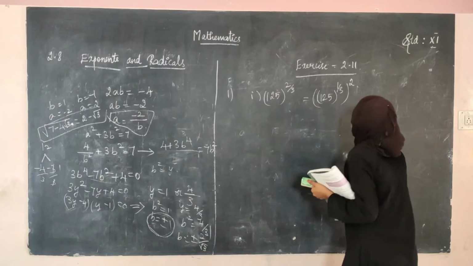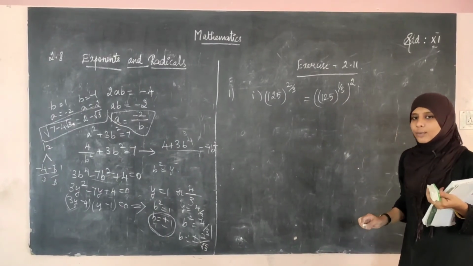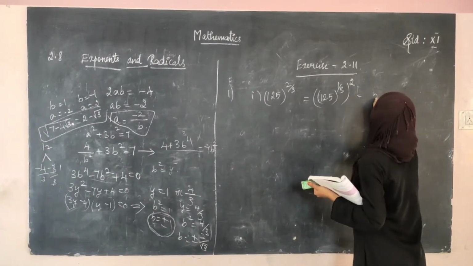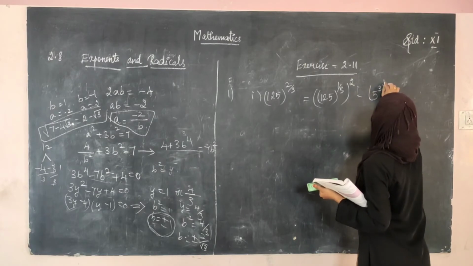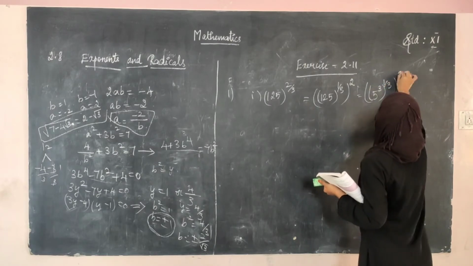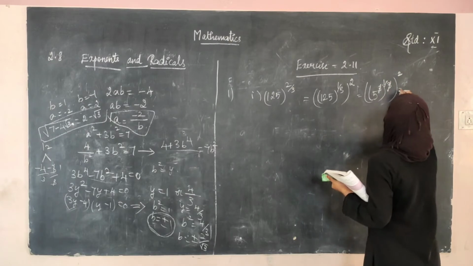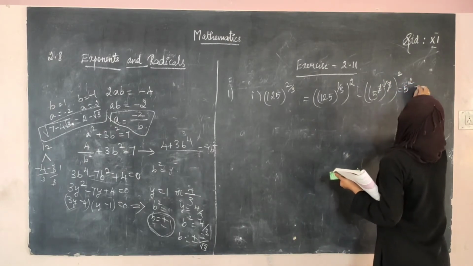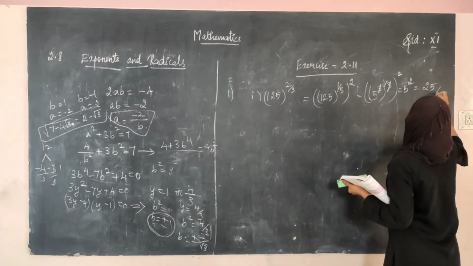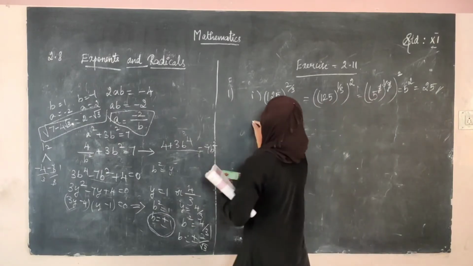See 125, what is 125? 125 is 5 cube, right? So 5 cube the whole power 1 by 3 the whole square. So this and this gets cancelled. The remaining is 5 square, which is 25. This is the answer. Now the second sum.